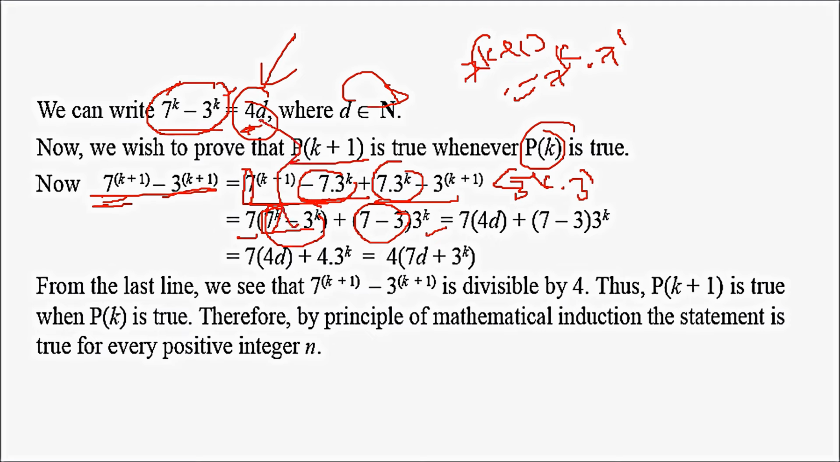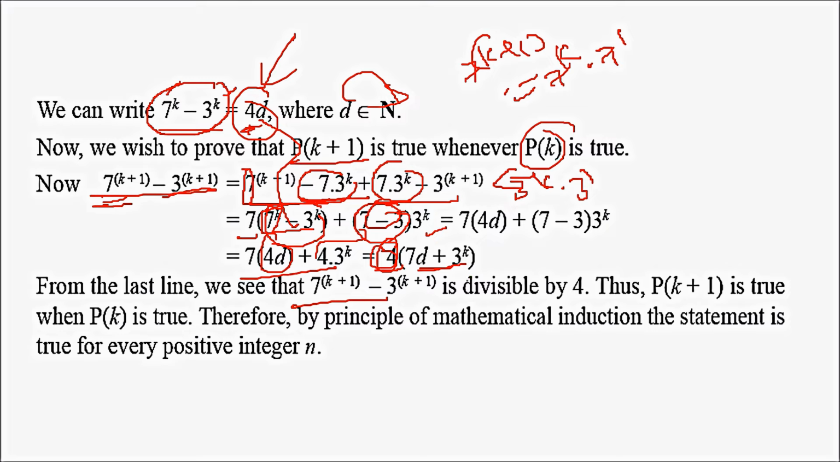This is 4d already, so just place 4d. And this is 7 minus 3, which is 4, so you get 4 here. Now you can take 4 common from both the terms. So this is equal to 4 times 7d plus 3 to the power k. So ultimately you got 4. Whatever is inside, we are not worried about it, but it has 4 as a multiple.